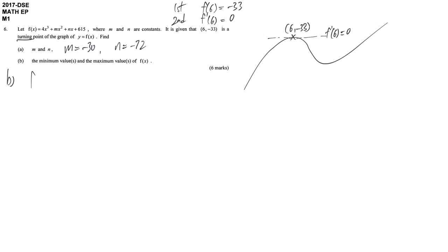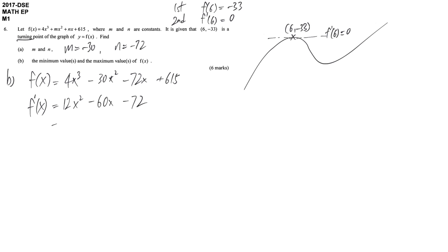Part B is really typical. Update the information: f(x) = 4x cubed minus 30x squared minus 72x plus 615. In order to find out the shape of the curve, we need to know in which section the slope is positive and in which section the slope is negative, and then analyze the shape. So f'(x) is equal to 12x squared minus 60x minus 72. Factorize it, and then we further factorize it, 12(x minus 6)(x plus 1). It's consistent with our finding. When x is 6, then the whole thing becomes 0.